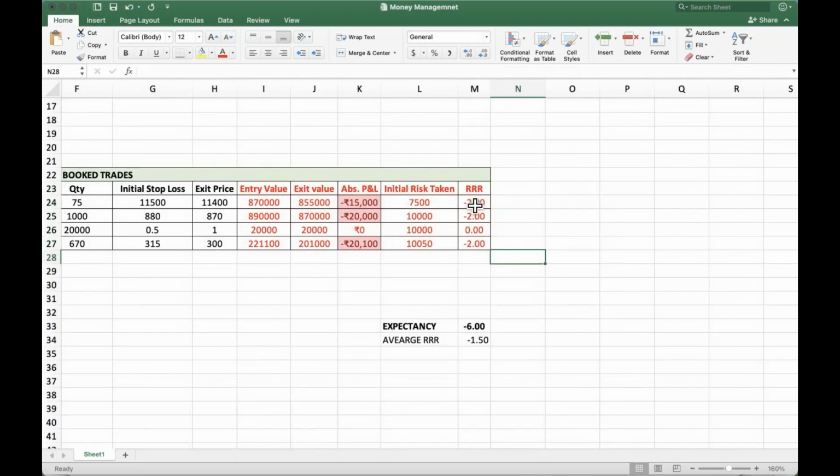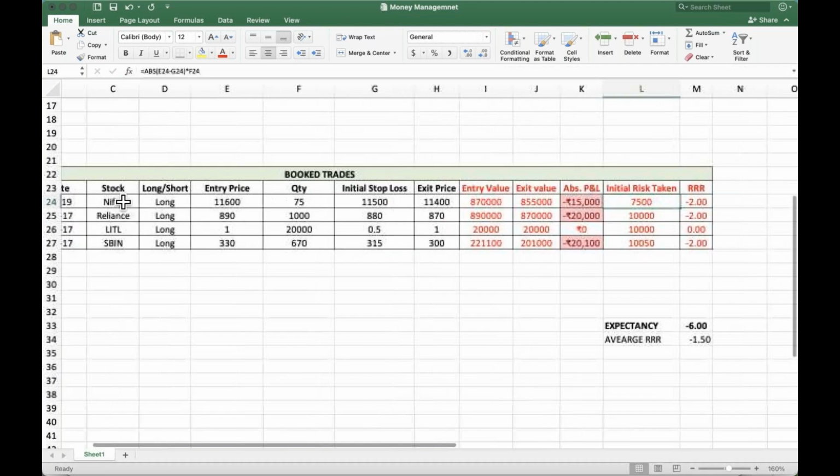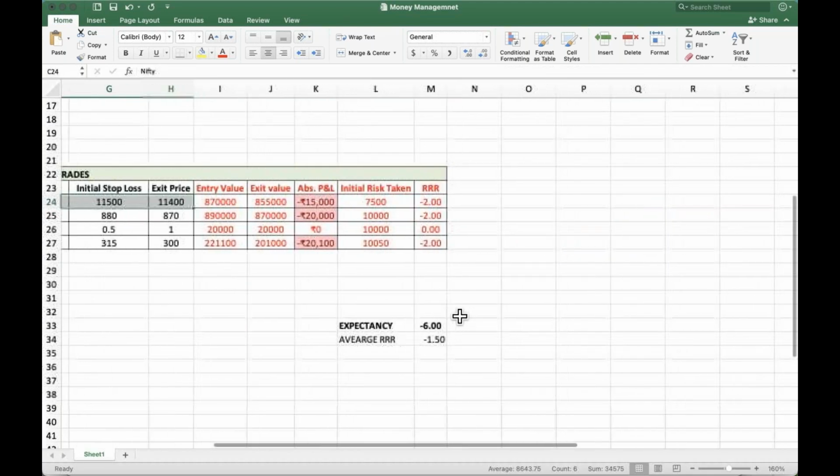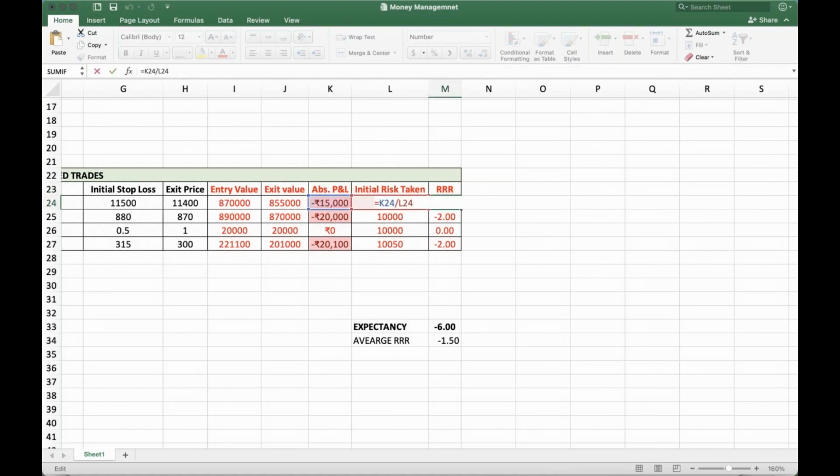RRR is nothing but how much you made vis-a-vis the initial risk that you had taken. In this example of the first one, Nifty, the risk that was taken based on the initial stop loss was 7,500. But then you booked a loss of 15,000. So RRR is nothing but how much final profit or loss you made divided by how much you decided to risk.